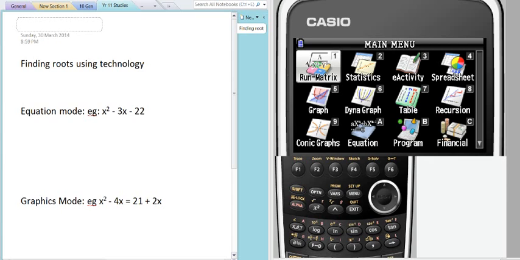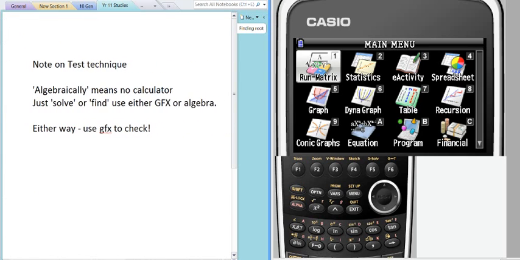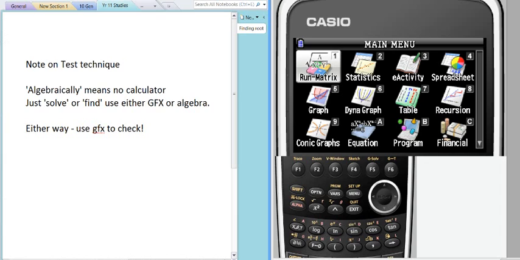Alrighty. Thank you, 11s. A couple of notes before we get started. As far as exam technique goes, you don't have to write this down, or test technique. When it says algebraically, it means you must find the answer without using a calculator. Fairly simple. If it just says find or solve or evaluate, then you're welcome to choose whatever method you like, either algebraically or using your calculator.